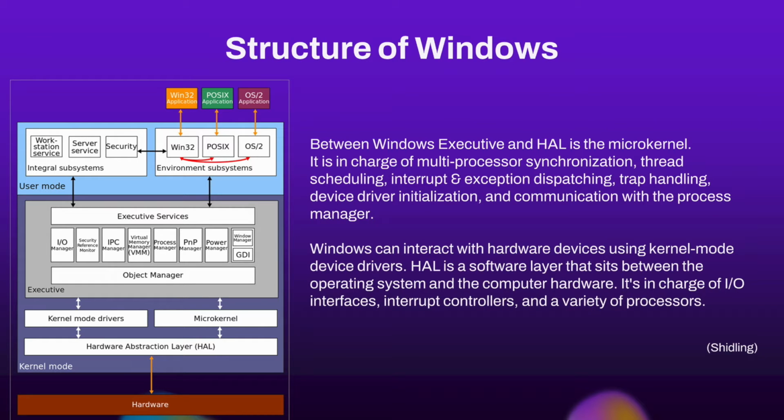Between Windows Executive and HAL is the microkernel. It is in charge of multiprocessor synchronization, thread scheduling, interrupt and exception dispatching, trap handling, device driver initialization, and communication with the process manager. Windows can interact with hardware devices using kernel mode device drivers. HAL is a software layer that sits between the operating system and the computer hardware. It is in charge of I/O interfaces, interrupt controllers, and a variety of processors.